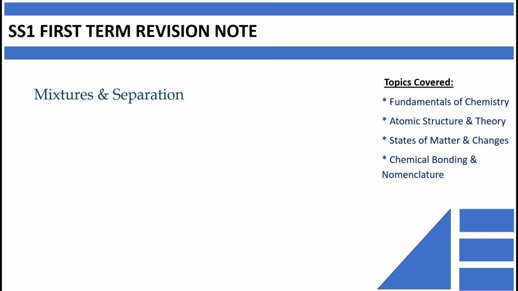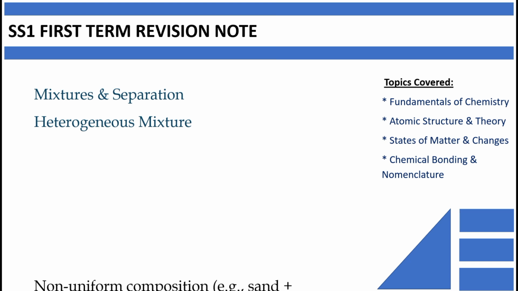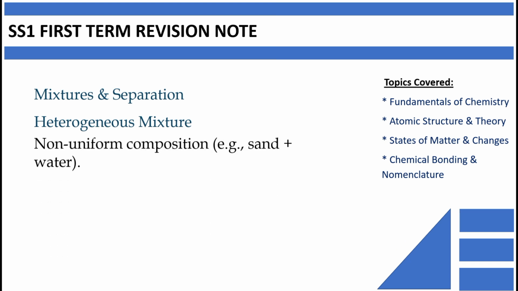A heterogeneous mixture has a non-uniform composition, something like sand and water. With sand and water, you're going to notice that there are two layers, one that is partially colorless and one that has a color that goes towards brown. And if we want to separate this sand from water, there are processes we can take. We call them separation techniques.